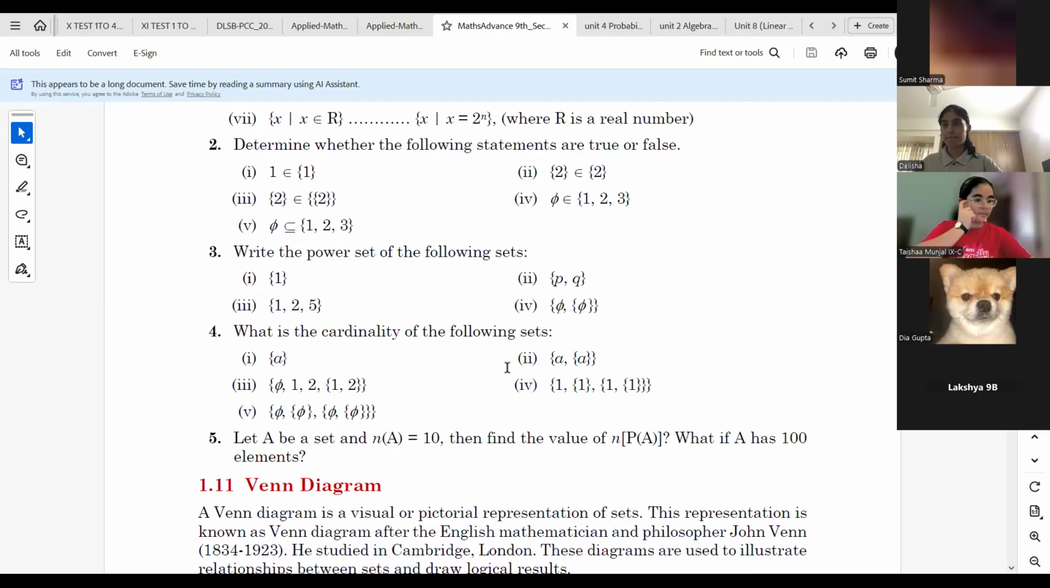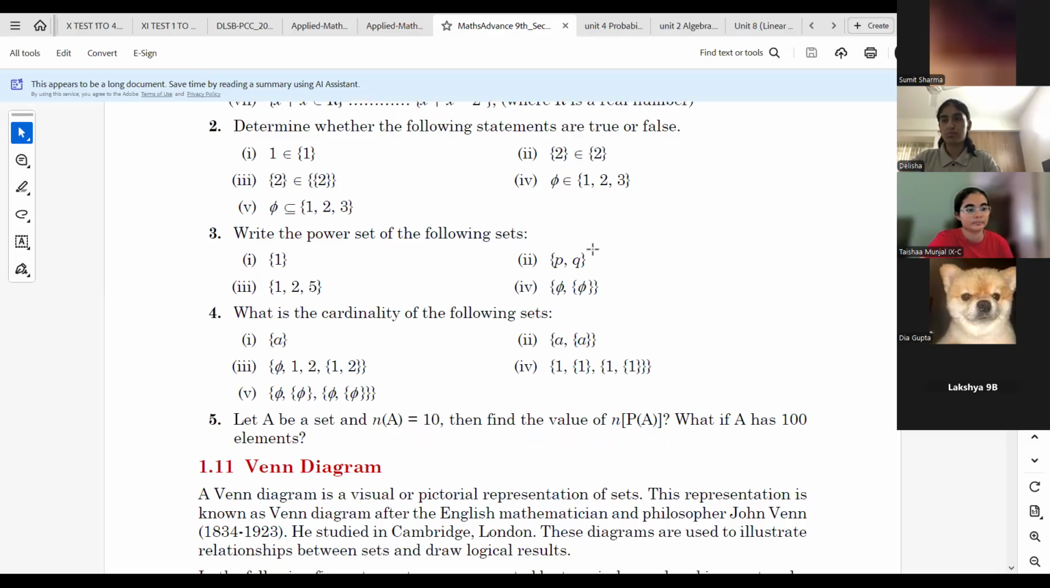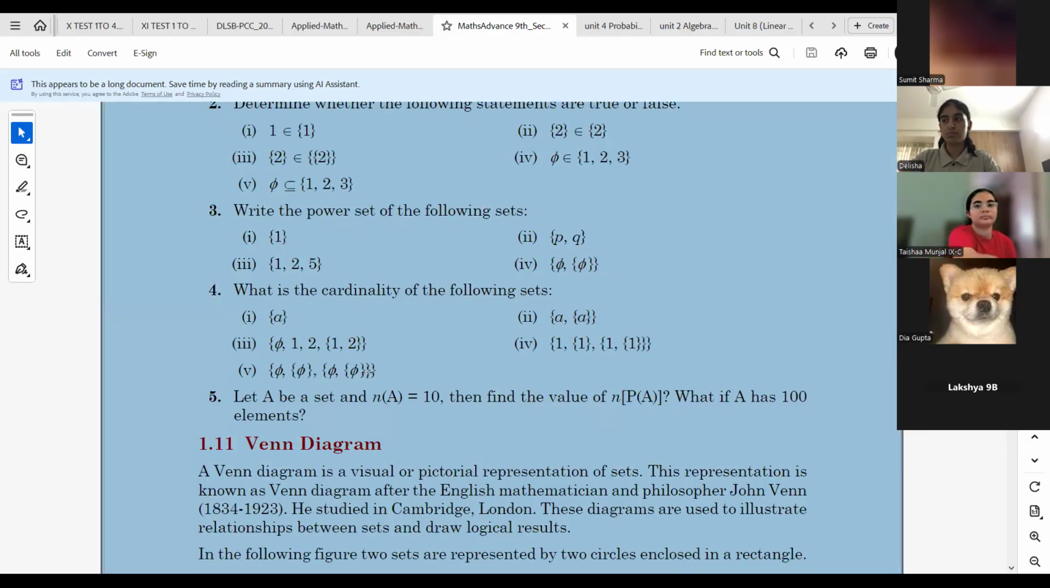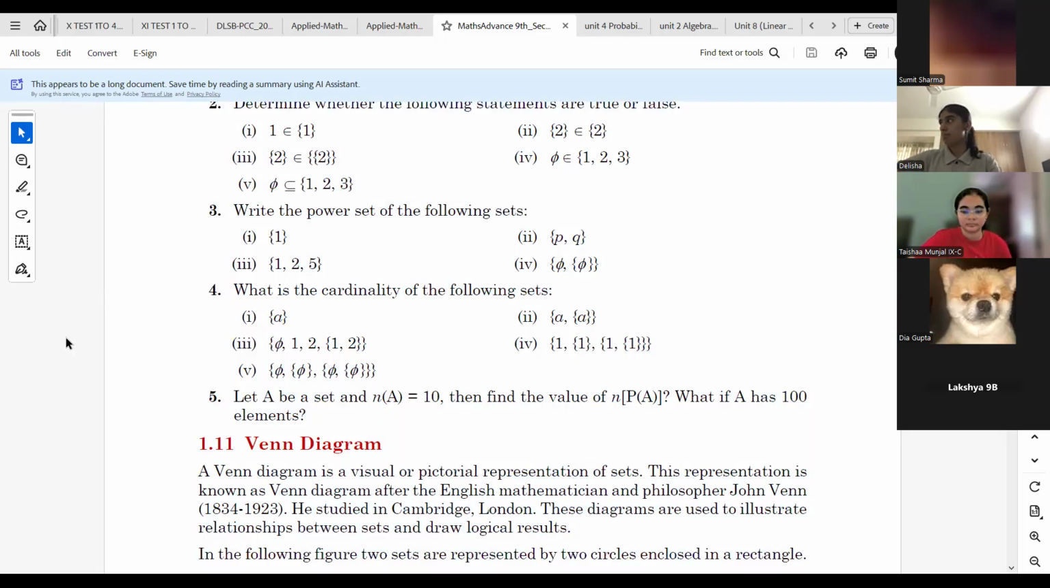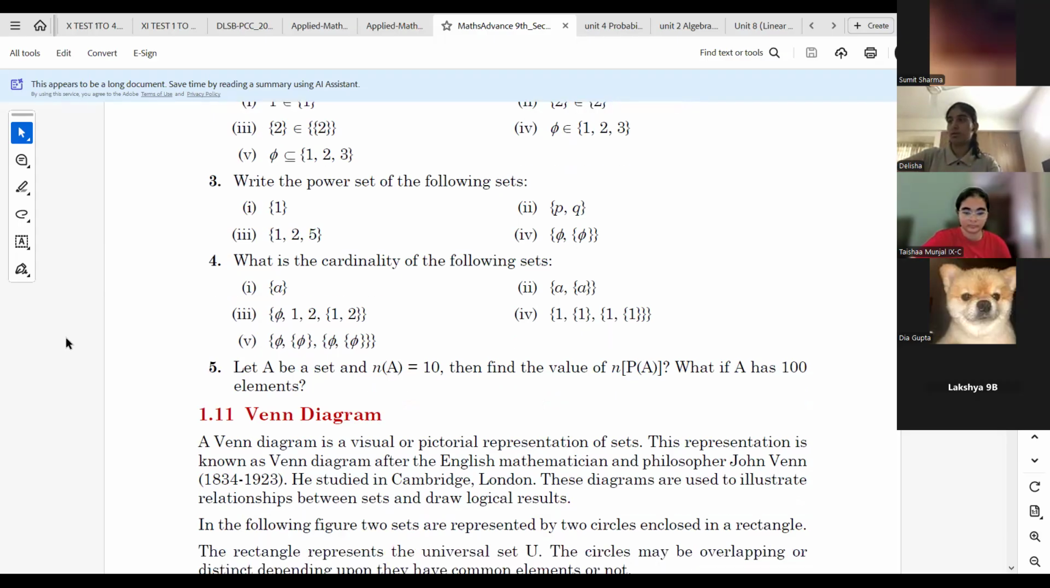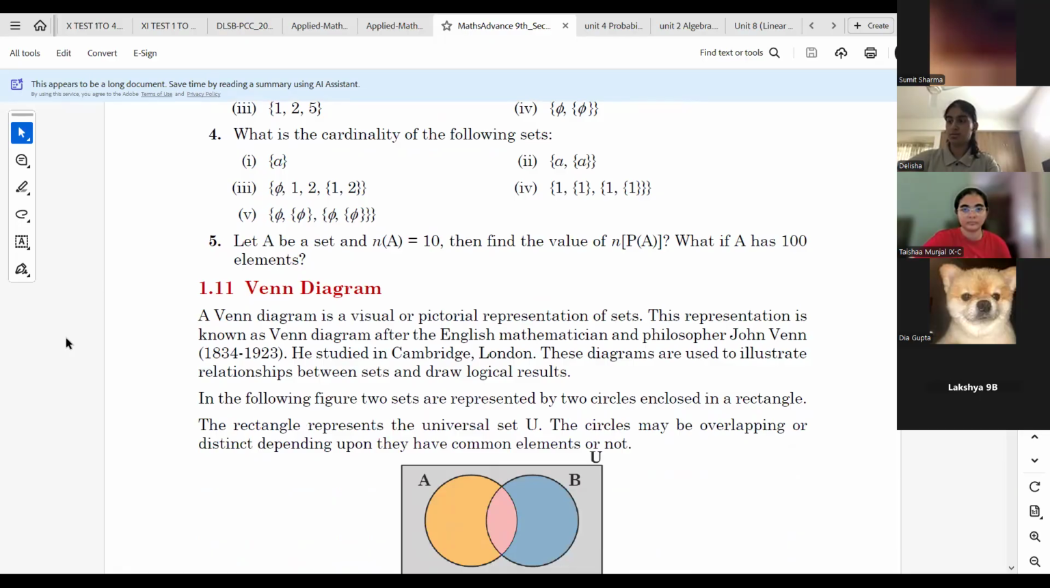What do we mean by Venn diagram? How do we use it? And we have one more thing. We basically have the operations on sets. Like in algebra, we have addition, subtraction, multiplication, division. In case of sets, we have union, intersection, difference of sets, and other things. So we are going to do this particular part in this class, right?